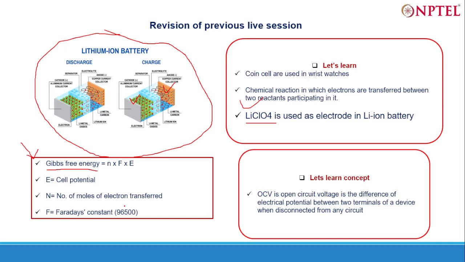So if the Gibbs energy is given and they ask how many moles of electrons are transferred, you can calculate it by putting the values there. Or if they give 5 moles of electrons transferred, you can calculate the cell potential also.